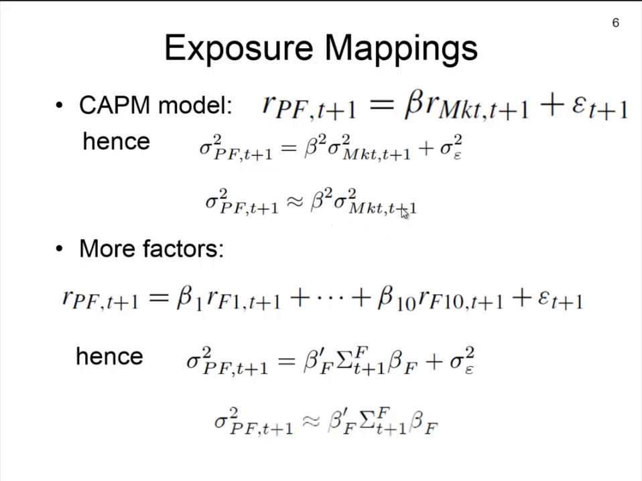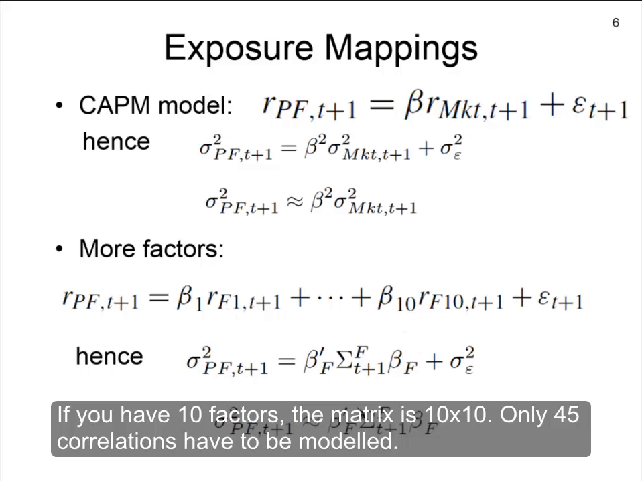If you write the return of a portfolio as a function of several factors, as in this case, such as the market factor, the Fama-French factors, and the momentum factor, then the variance of the portfolio is a function of the betas and the variance covariance matrix of the factors. So let's say if you have, as in this case, 10 factors, then this variance covariance matrix is only going to be a 10 by 10 matrix. So imagine you reduce from 100 by 100 to just a 10 by 10.